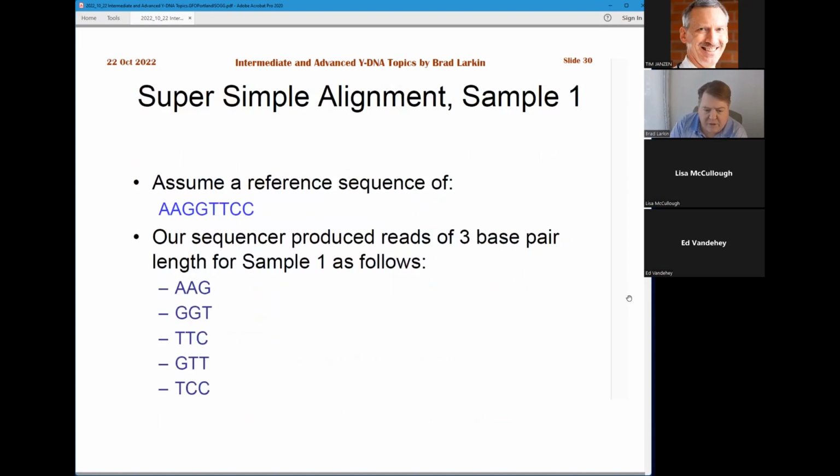So assume we have a reference sequence. A reference sequence, which is what scientists say, this is what human beings should be, AGGTTCC. Our sequencer produces reads of 3 base pair lengths for sample one as follows: AAG, GGT, TTC, GTT, TCC.